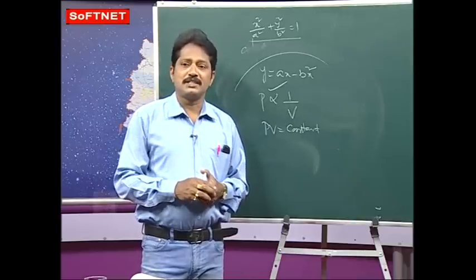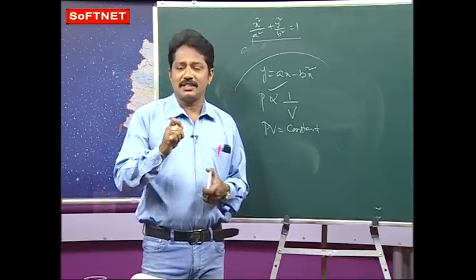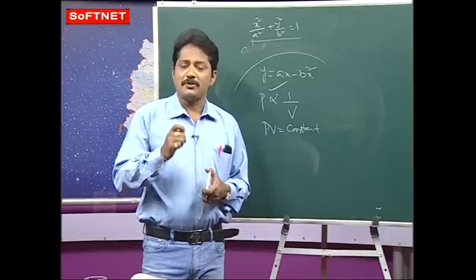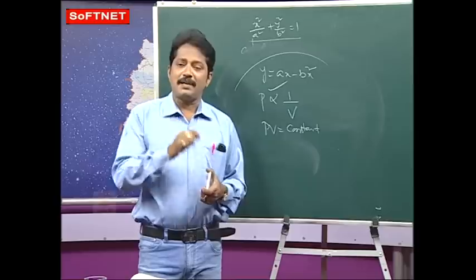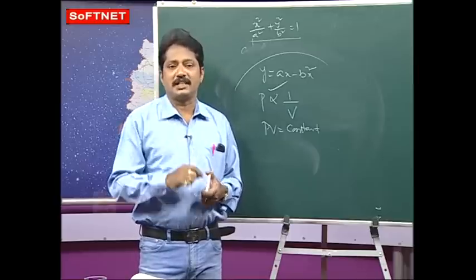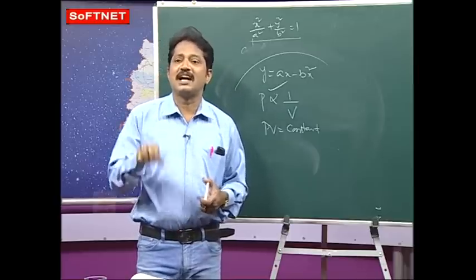When you come to social studies, you know that there is a rule about population. The population increases in geometric progression, but the food grains increase in arithmetic progression.